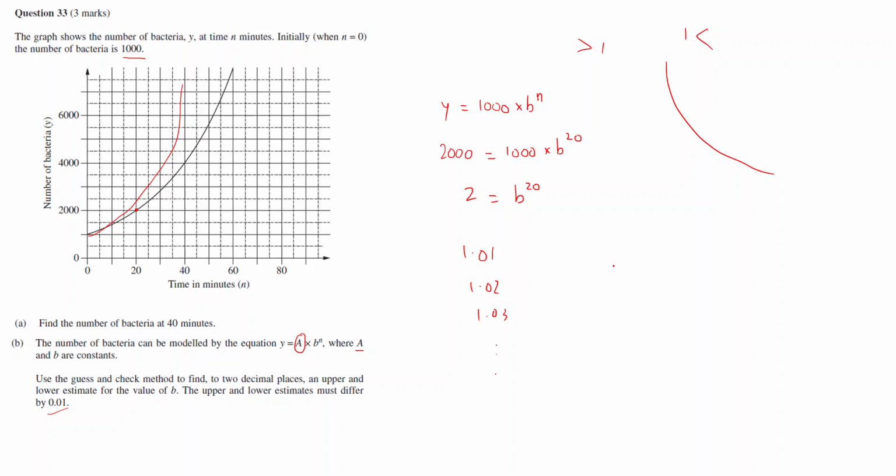So I plugged in a few values. What we end up getting is that the values that bring us close to 2 are around 1.03 to the power of 20. If I use 1.03 to the power of 20, this would bring us to 1.81, and if I use 1.04 to the power of 20, that would bring me to 2.2. So this 2 lies somewhere in between these values. So b has to be somewhere between 1.03 and 1.04, and that's your answer.